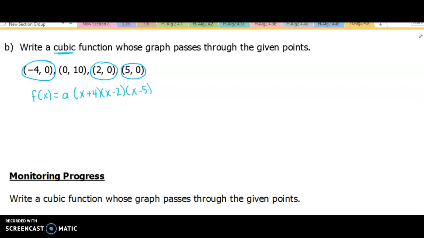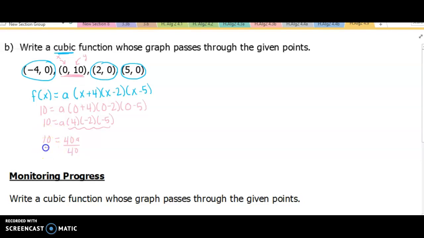Now I want to use the other point that's not a 0, this point here, to find my a. So I can plug this in for x and this in for my y, or f of x. So 10 equals a times (0 plus 4)(0 minus 2)(0 minus 5). To simplify, 10 equals a times 4 times -2 times -5. If I multiply all these out, -2 times -5 is +10, and +10 times 4 is 40. So 10 equals 40a.